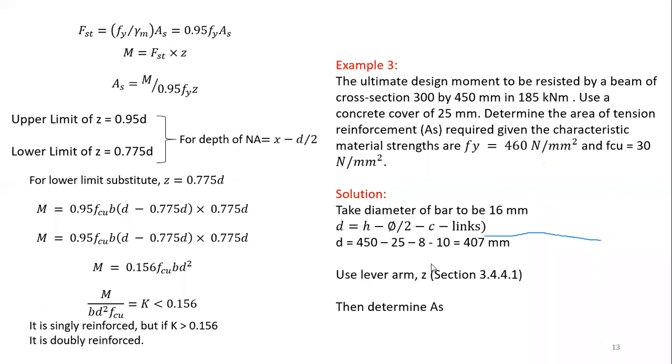After that, determine the value of Z in that relationship we had earlier established. Once you determine that, then you use this relationship: AS is equal to M over 0.95 FYZ to determine the area of steel that you need to put into that cross section. So this is where I'm going to stop for today.